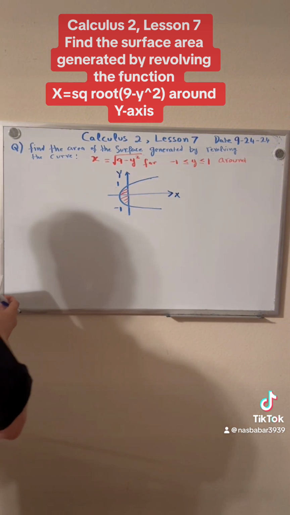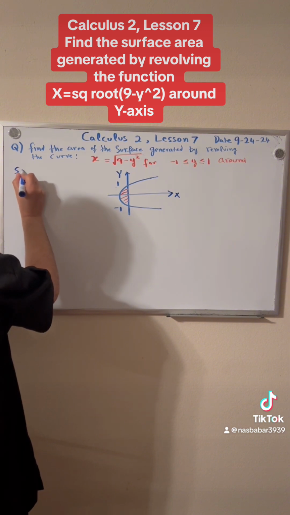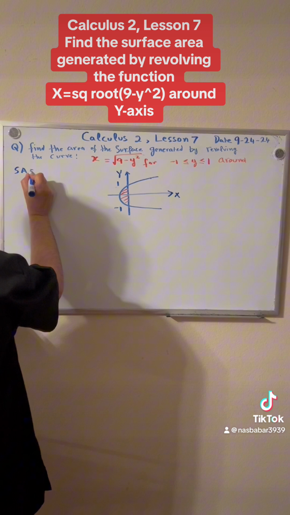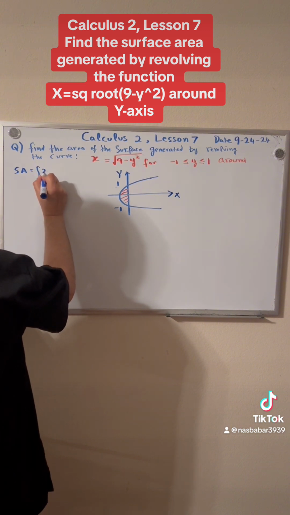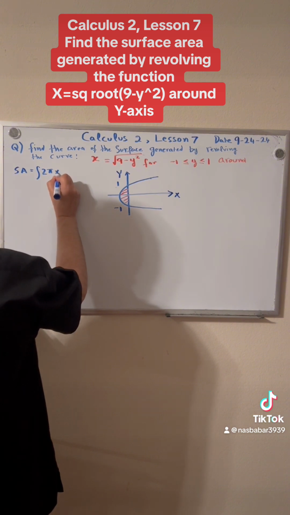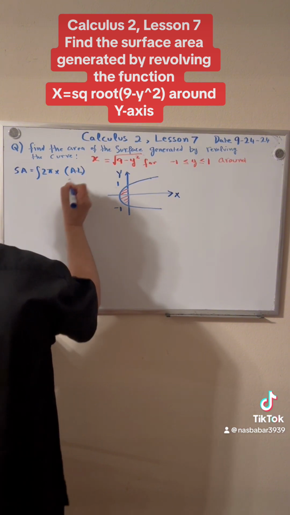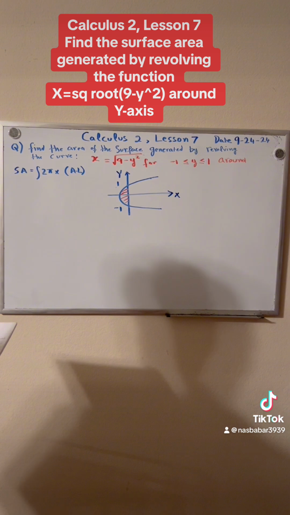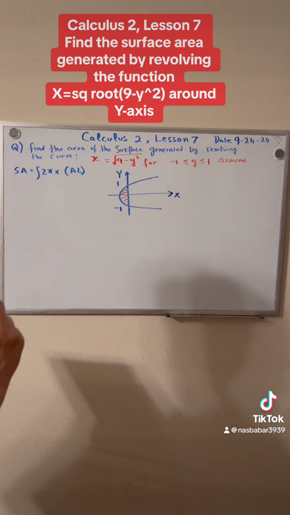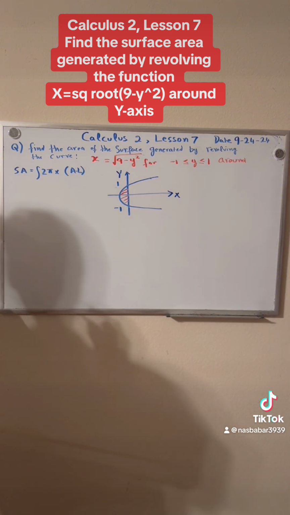So first of all, the surface area formula is this right here, 2 pi x multiplied by arc length. Okay, now everybody remembers the formula of arc length. I will write it on the board also in just a bit.